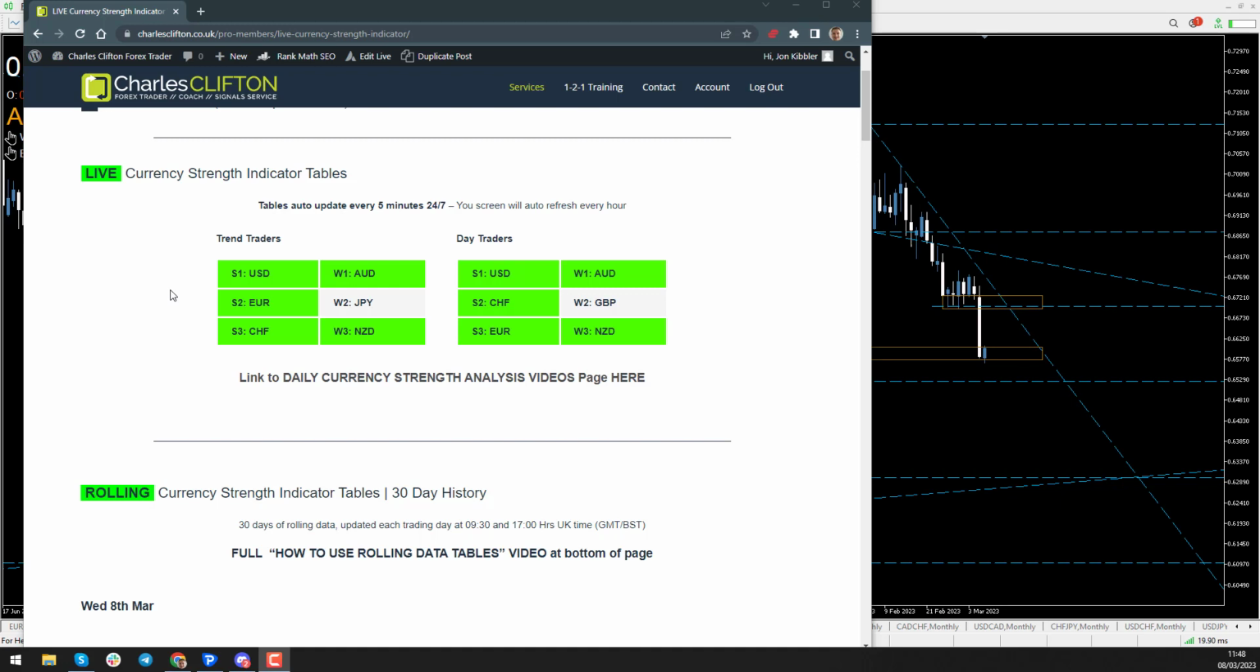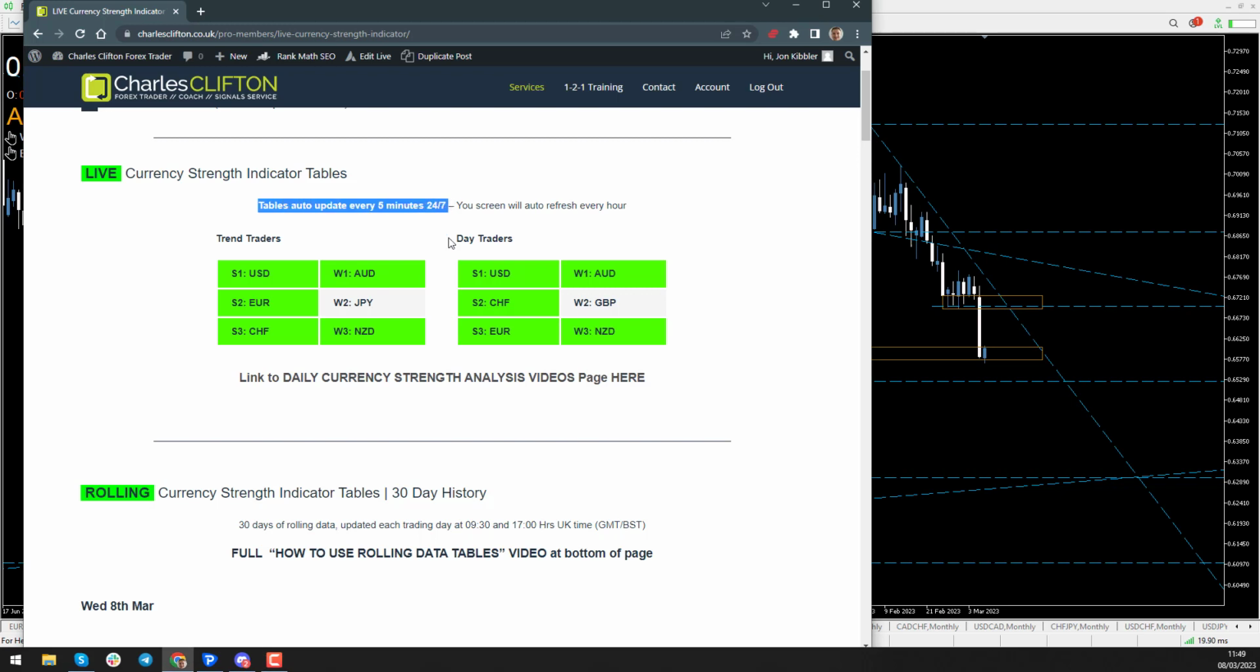Here you can see we have our two types of tables in front of us. We've got the trend traders table and the day traders table. These are showing the same studies but just highlighting different time frames. You can see here some of the currencies are highlighted in green. That means there is a confluence between those currencies, and that's where we'll be focusing our attention in these videos.